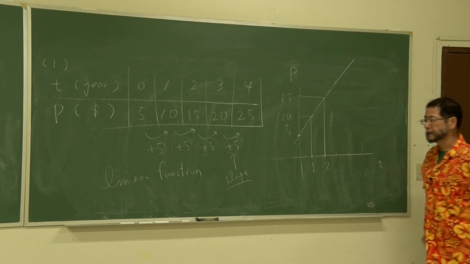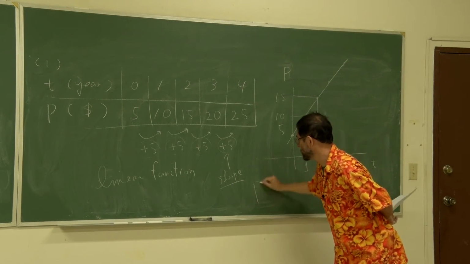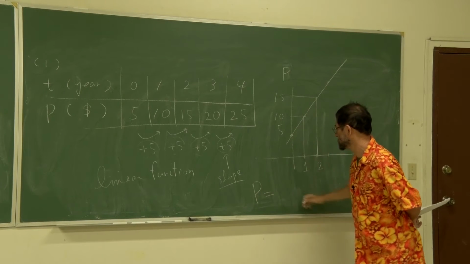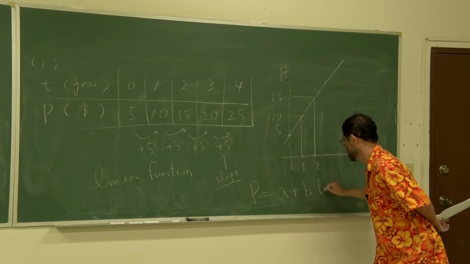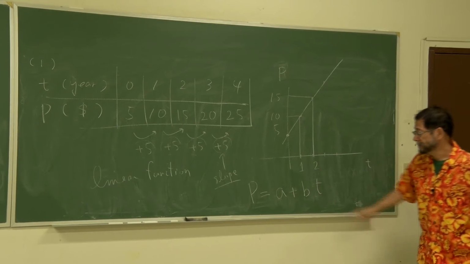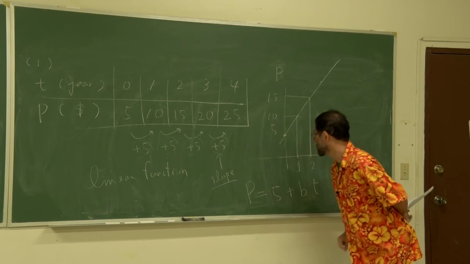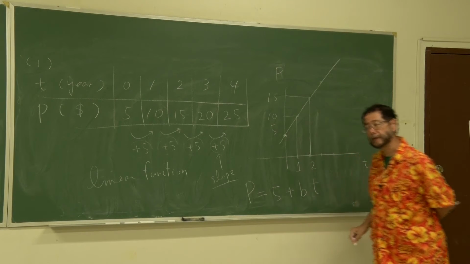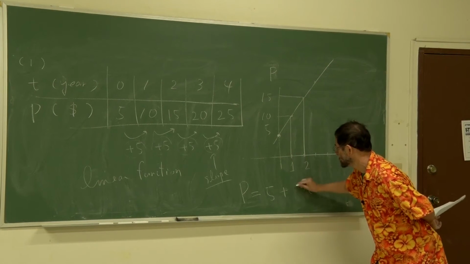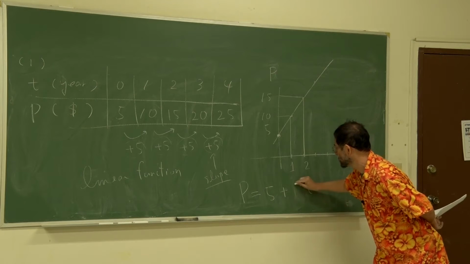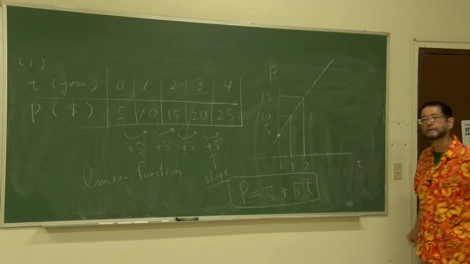Then what is the formula? The formula of a linear function is, in general, P is equal to A plus BT. Then this A is your initial value, so this is 5, the P-intercept. Then this B in this case happens to be the same number, 5. So actually your formula is expressed by P is equal to 5 plus 5T.